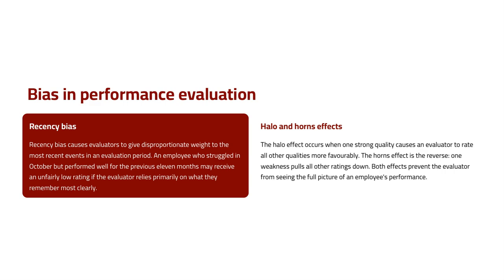Then, there are the halo and horns effects. The halo effect occurs when one positive trait overshadows everything else, making the evaluator rate all qualities more favorably. On the flip side, the horns effect happens when one negative trait causes all other ratings to be lower. Both of these biases can prevent a fair and accurate assessment of an employee's overall performance. So it's crucial to recognize and minimize them.